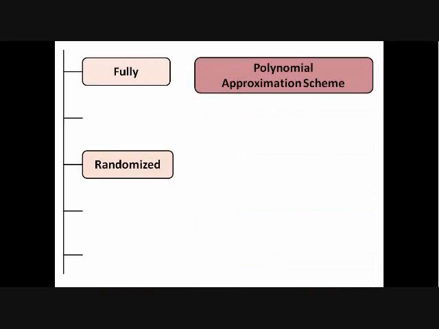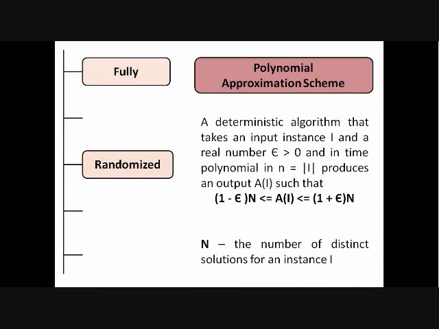In a polynomial approximation scheme, the aim is to make the solution run in polynomial time. So we have a constant real number epsilon, and I want my solution to lie within the range described by the equation. That is, I have an upper bound and a lower bound. Getting a solution in this range is going to make my solution a polynomial one.